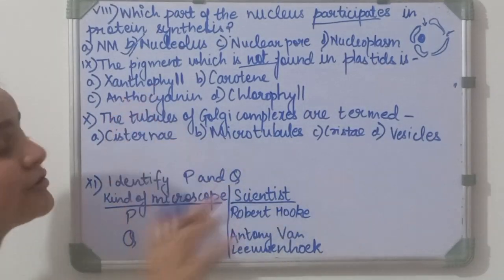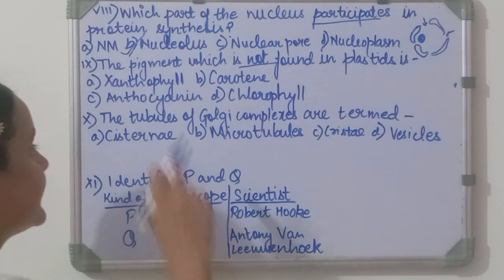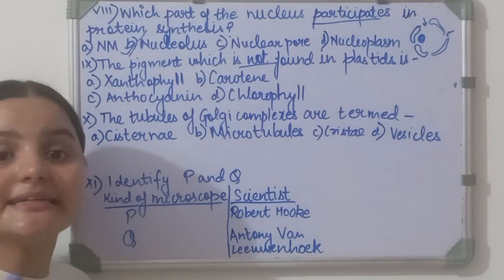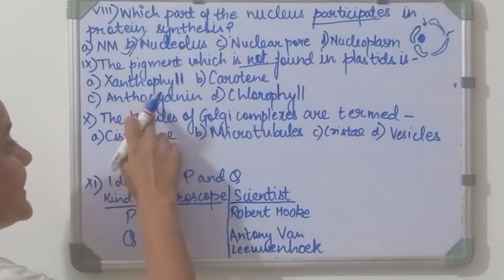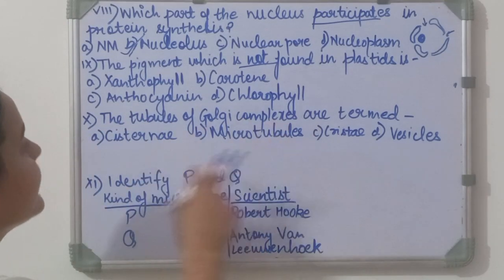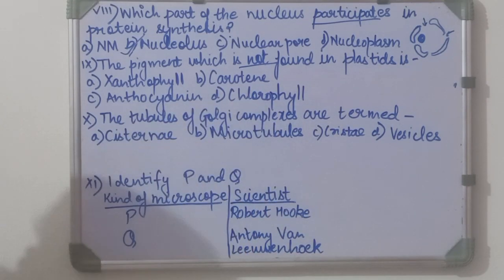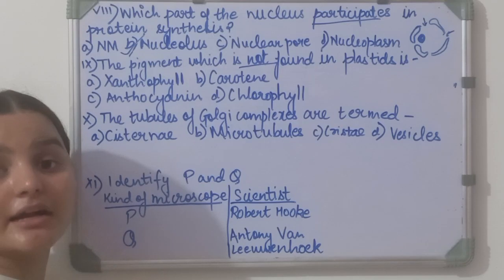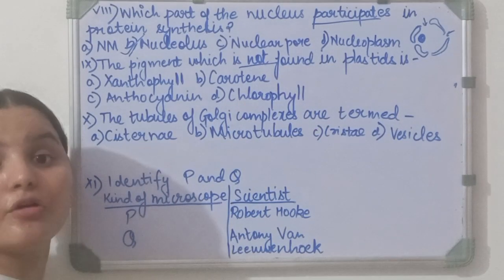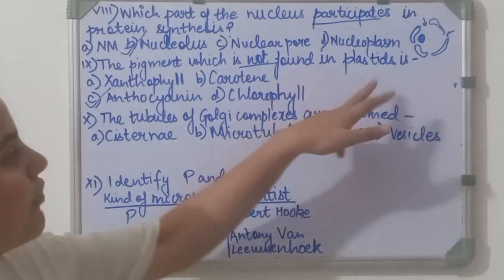Now, anthocyanin. This anthocyanin, it is not associated with plastid. It is found in cell sap. Cell sap, the liquid part which was present in vacuole was called cell sap. So it is found there and it gives blue violet color. So here this anthocyanin is not associated with plastids. Chlorophyll. Chlorophyll is a green colored pigment. Okay, and the type of plastid which is found is chloroplast. So here option C is correct because it is not found in plastids.